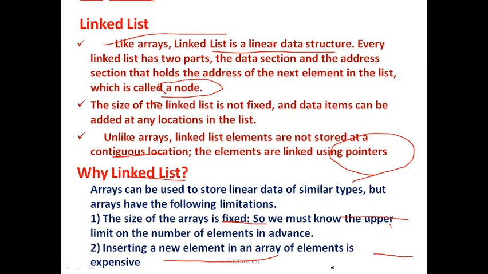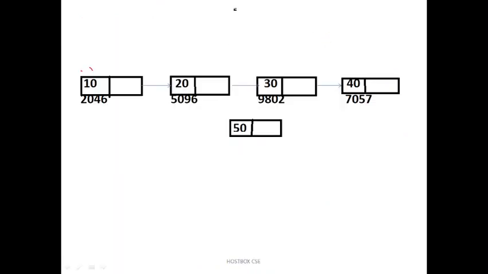The second limitation is that inserting a new element in an array of elements is expensive. We'll understand everything after seeing the demonstration. Okay, now we will see. Now the question is how can I insert 50? Suppose a linked list node is there, and I want to insert 50 in between. I can insert 50 easily in the linked list.